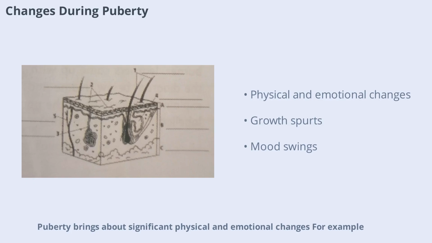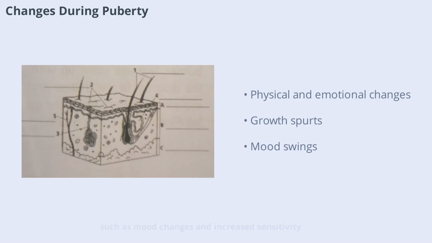Puberty brings about significant physical and emotional changes. For example, boys and girls may notice growth spurts, development of secondary sexual characteristics, and mood swings. It's important to classify these changes as either physical, like increased height and body hair, or emotional, such as mood changes and increased sensitivity. Understanding these changes helps students navigate adolescence and answer related exam questions with confidence.